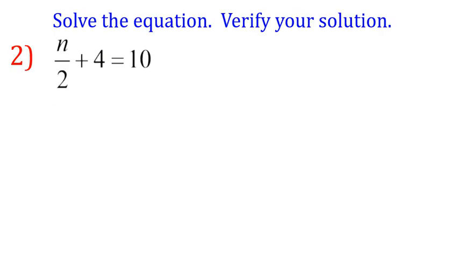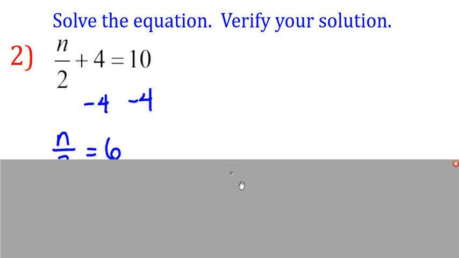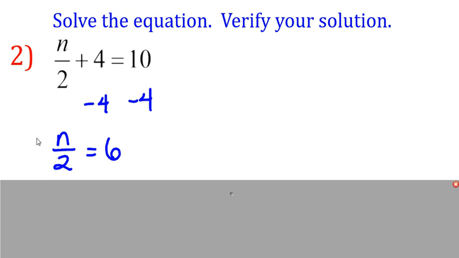Let's try another one. Here we have n divided by 2 plus 4 equals 10. Again, thinking of the order of operations, normally we take care of the division, then the addition to get to our result. So we're going to undo that. The last thing we would do would be the addition, so we're going to undo that. To undo the addition, that would be subtraction. So we're going to subtract 4 from each side of the equation. Now we have n divided by 2 equals 6. To undo the division, that's multiplication. So we're going to multiply each side of the equation by 2.